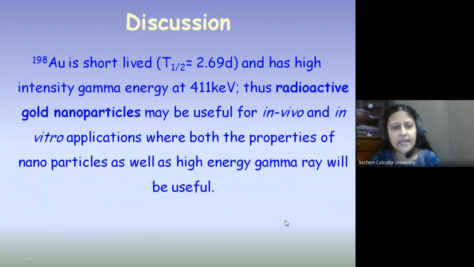So at that time, this was about in 2006, and at that time it was very exciting as we could find that 198 gold is short lived with half life of 2.69 days and has high intensity gamma energy at 411 keV. Thus, radioactive gold nanoparticles may be useful for in vivo and in vitro applications where both the properties of nanoparticles as well as high energy gamma ray will be useful.